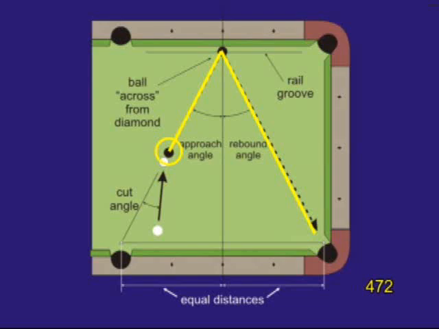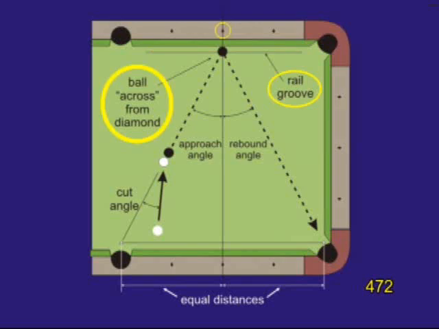With a bank shot, the goal is to rebound an object ball off a rail cushion into a pocket. Some aiming systems assume the rebound angle is the same as the approach angle. However, as we'll see, the rebound angle can vary quite a bit with cut angle, English, speed, and distance. Some aiming systems assume the angles are measured relative to the rail groove. This is the line where a ball sits when it's touching the cushion.